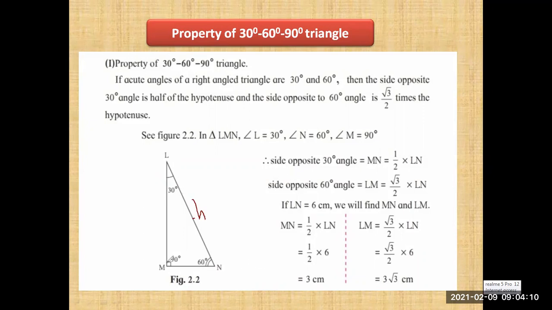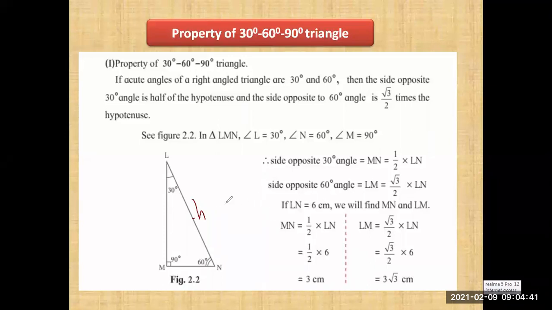In LMN, we have to find the side opposite to 30 degrees. That is MN. So MN is always half of the hypotenuse. So we write MN is equal to half into hypotenuse. Hypotenuse is LN. Then we find the side opposite to 60 degrees, that is LM. So LM is equal to root 3 by 2 times the hypotenuse, as the side opposite to 60 degrees is always root 3 by 2 times the hypotenuse.